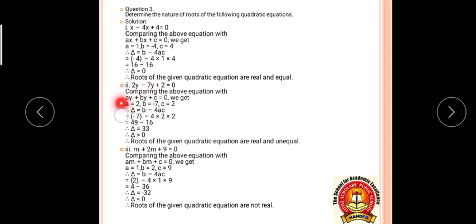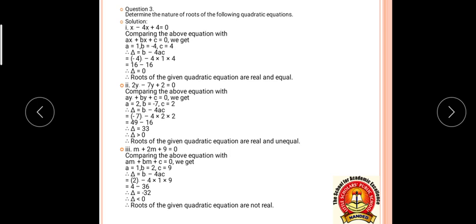So again same, compare with the quadratic equation, write down the values of a, b, c, calculate b square minus 4ac. After calculating, compare whether that value is greater than, equal to or less than 0. If it is greater than 0, now in this equation it is 33, it is greater than 0, and therefore the nature of the roots of the quadratic equation is real and unequal. And in the third example, compare with the quadratic equation, write down the values of a, b, c, and find delta, that is b square minus 4ac. Then delta here is minus 32. So it is less than 0, and therefore the roots of the quadratic equation are not real.